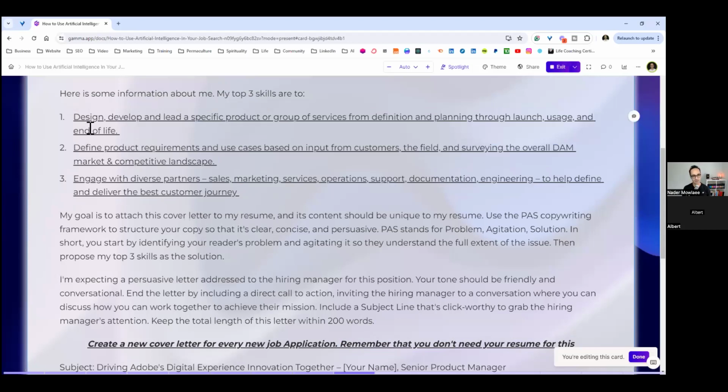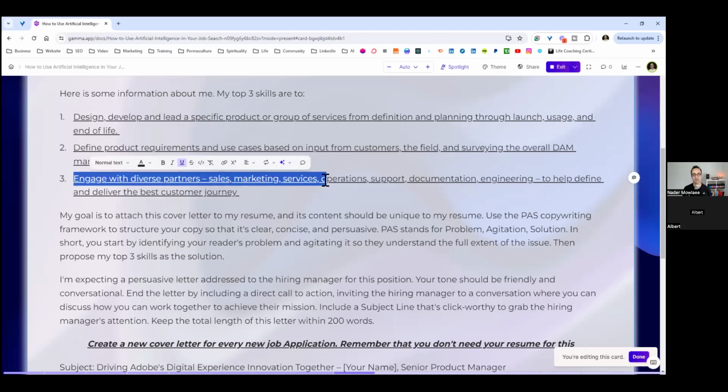So let's say you haven't engaged with anybody in sales and marketing. Take that out. But ideally, you want to look at these as skills. Do I have the skills to engage with diverse partners and different teams? If you have the skills, yeah, keep it. The confusing part is people say, but I haven't done that before. I always get that question.